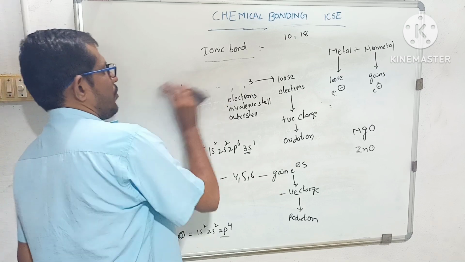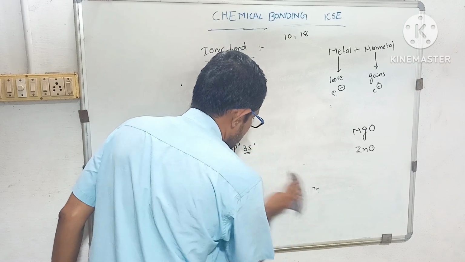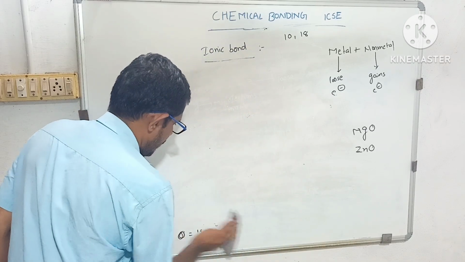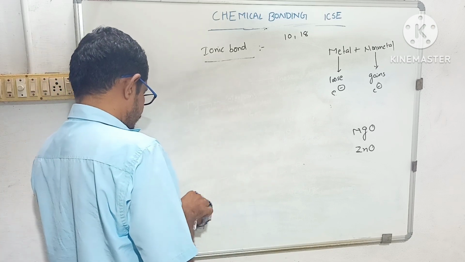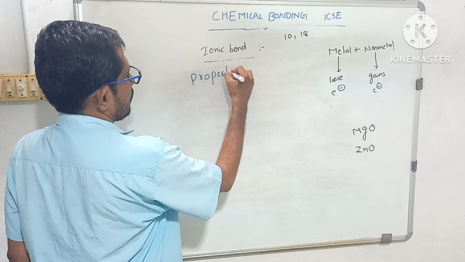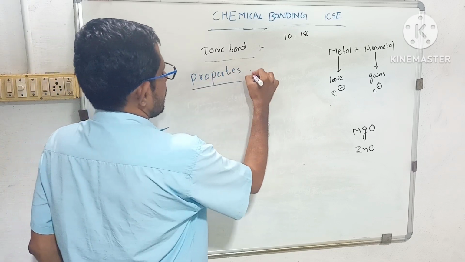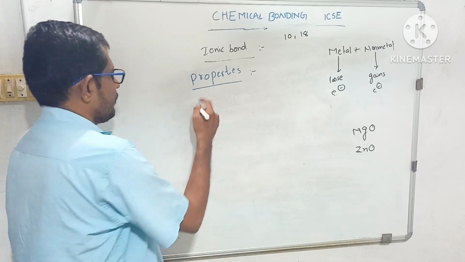Now I will show you the properties. I will explain the properties of ionic bond. What are the properties of ionic compounds? Generally these are solids. Ionic compounds are solids, right?